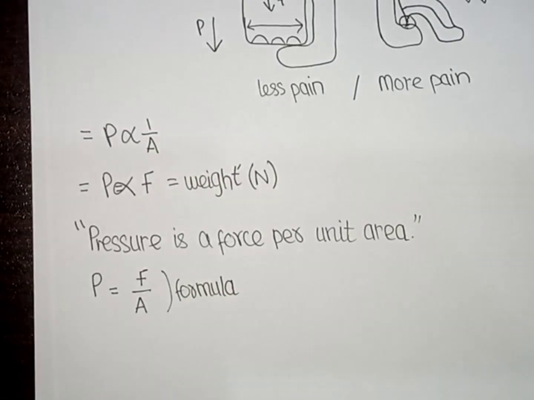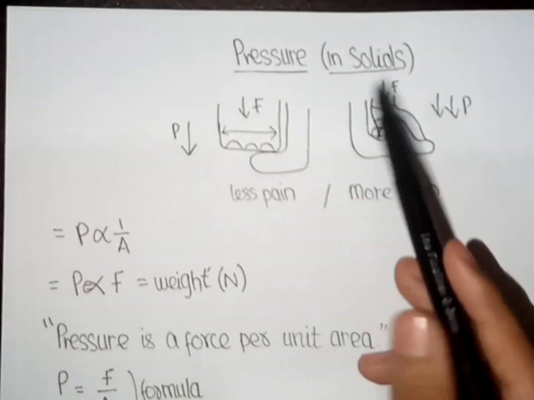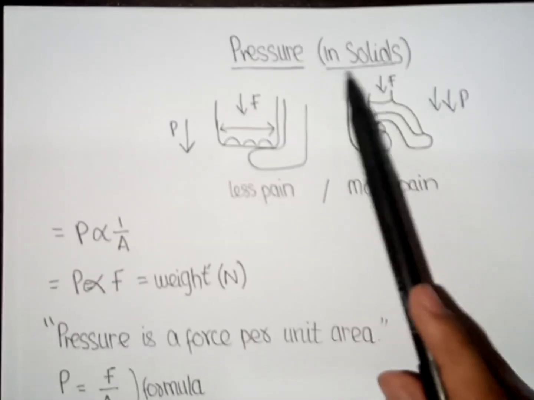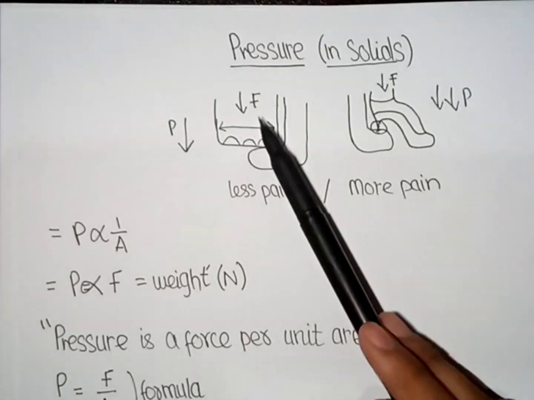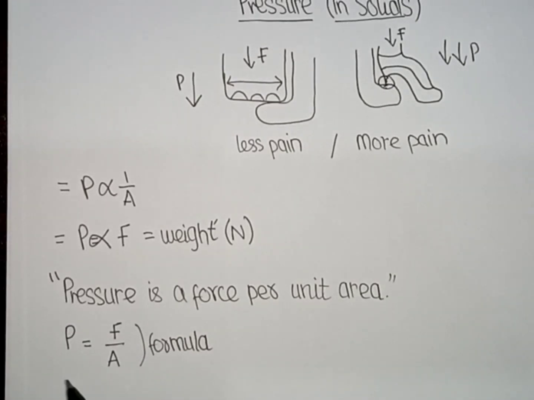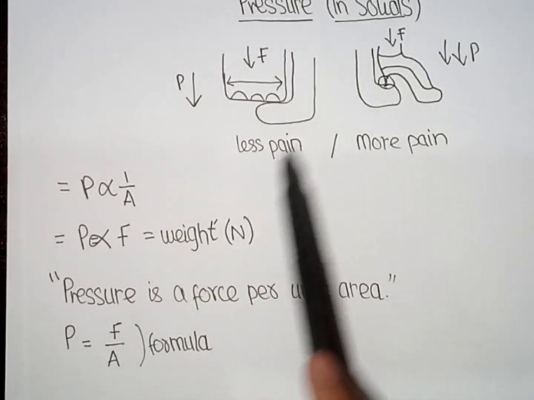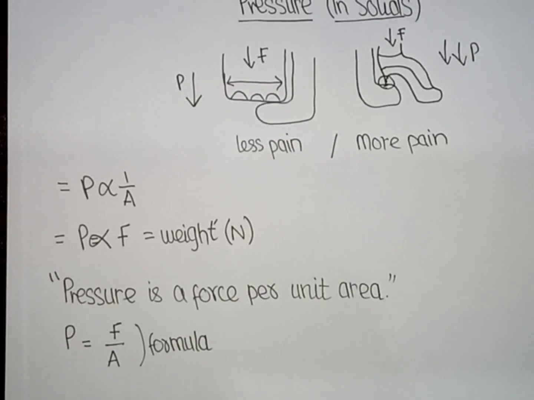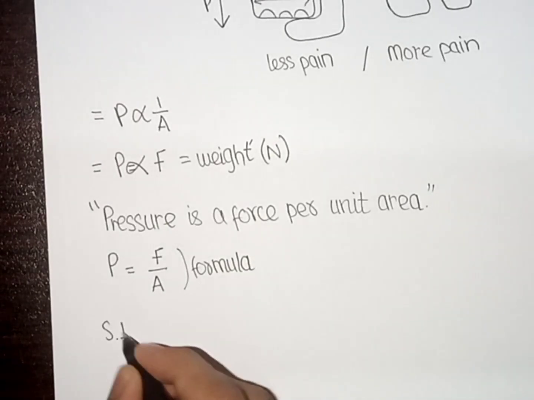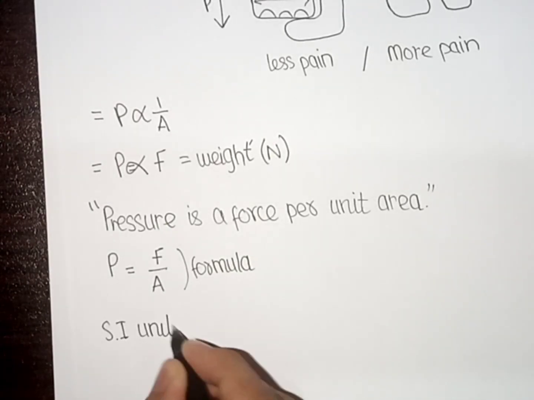This will always help you in finding the pressure in only solids. Remember, this is the lesson of pressure in solids. I'm not talking about liquid or gas. In solids, you need this formula to identify the pressure on the area. Okay, now moving towards another area. What is the SI unit of pressure?